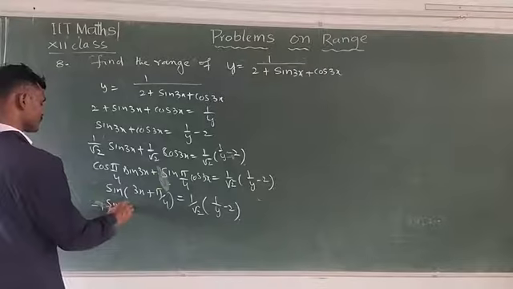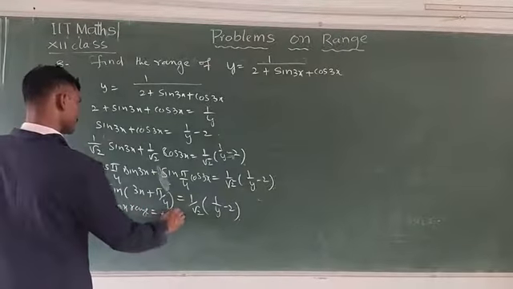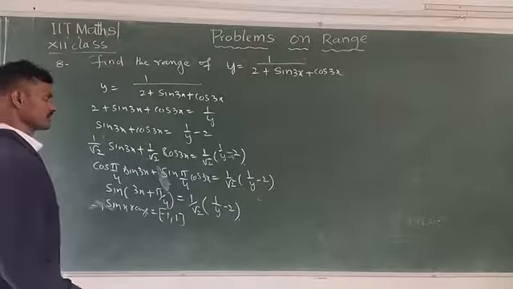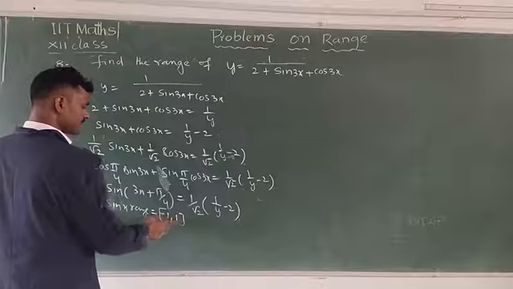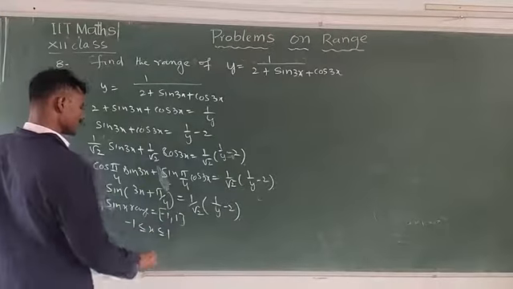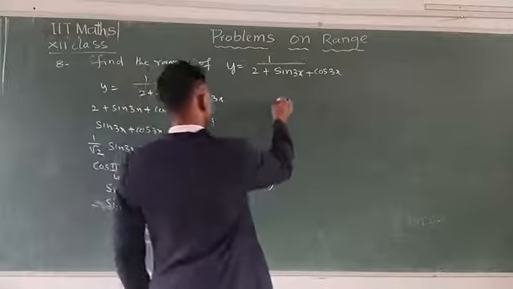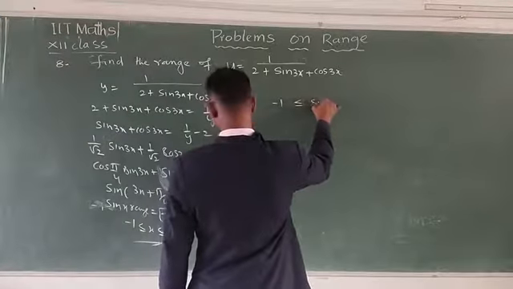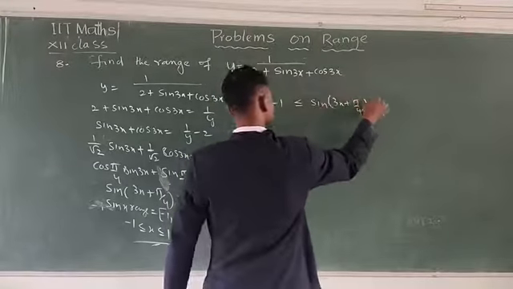Sin x range is equal to minus 1 comma plus 1. Then they can express it like this: minus 1 is less than or equal to sin x is less than or equal to 1. Both are the same. Now see here, minus 1 is less than or equal to sin of (3x plus pi by 4) is less than or equal to 1.